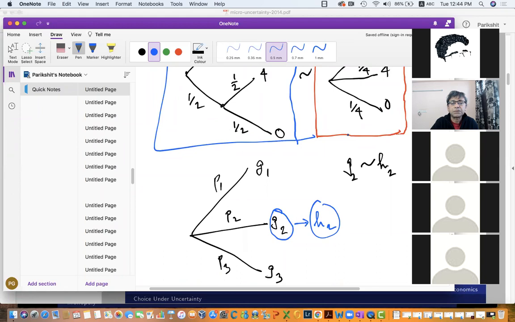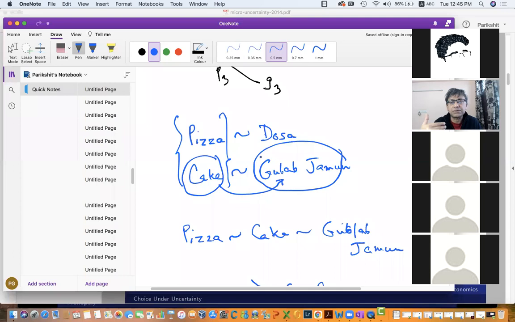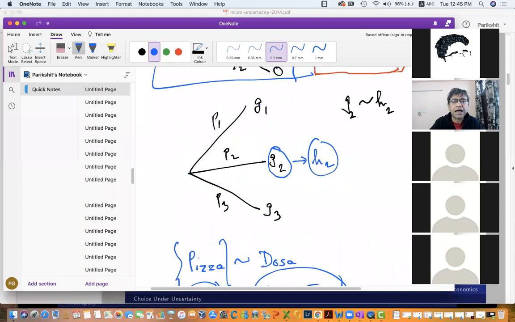No. First of all, of course, the food menu example is not a lottery. I'm drawing an analogy there, right? A food menu is a food menu. You're simultaneously consuming multiple items. In a lottery, at the end of the day, you get to consume only one of these, depending on which probability gets realized, right?